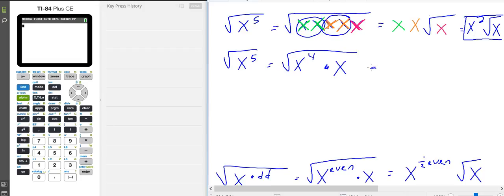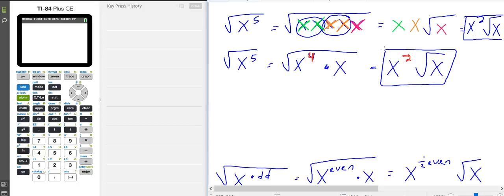Then we take 1/2 of the even exponent, which in this case is 4. We take 1/2 of that and bring it outside. So 1/2 of 4 is 2. So outside we have x squared, and inside we still have that x. And we got the same answer.